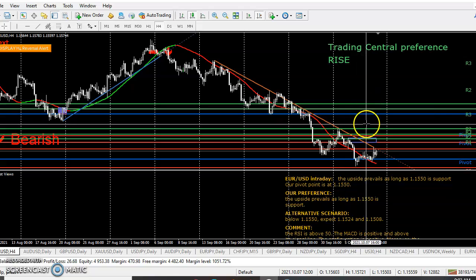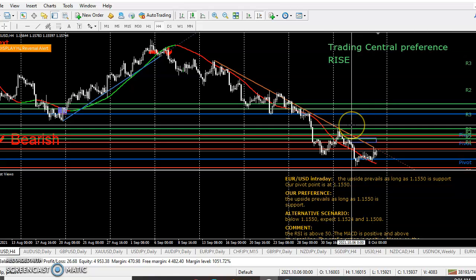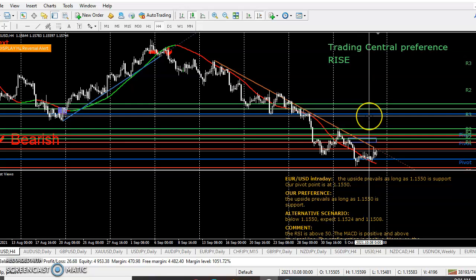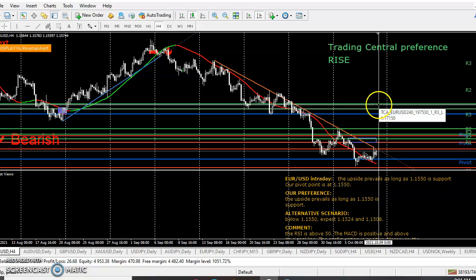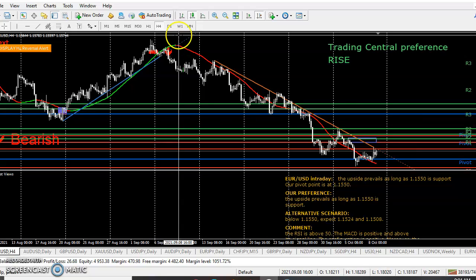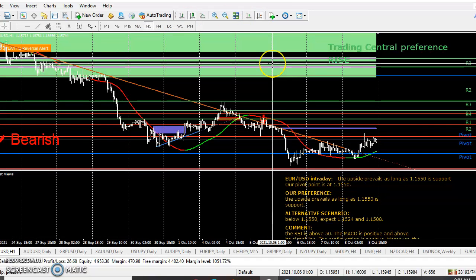So again, we'll wait for the pivot at 1.168. Take sales at 1.175. And here's the hourly chart.